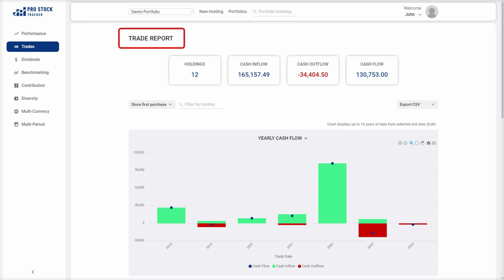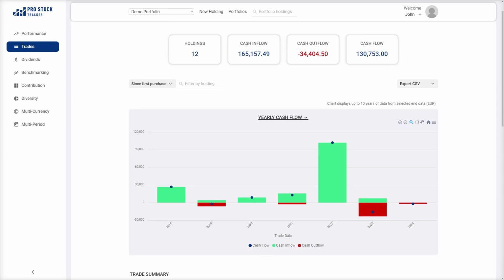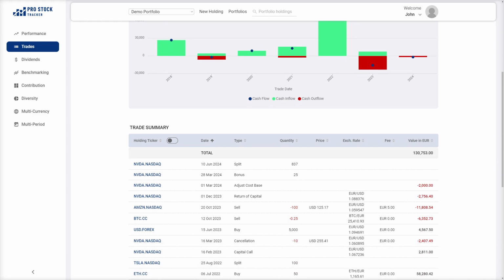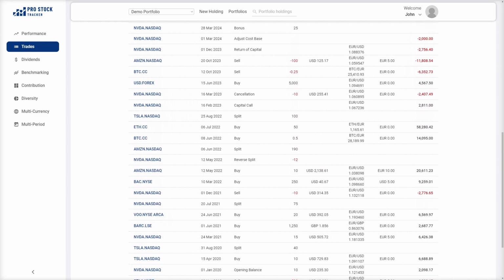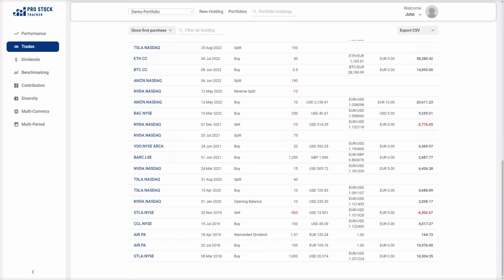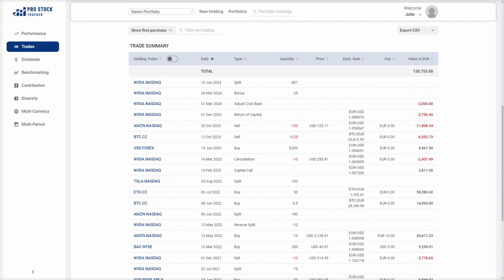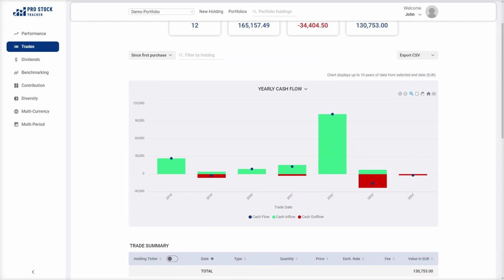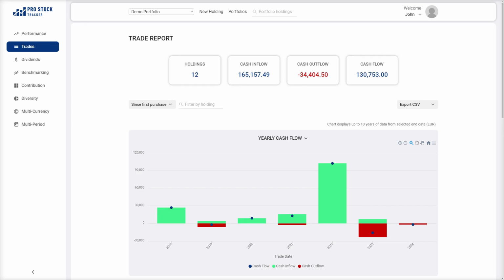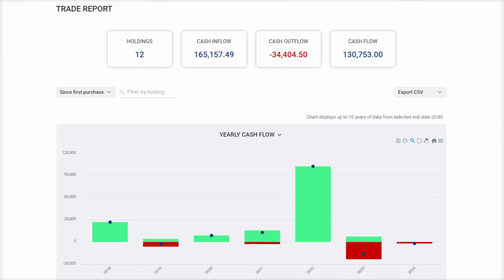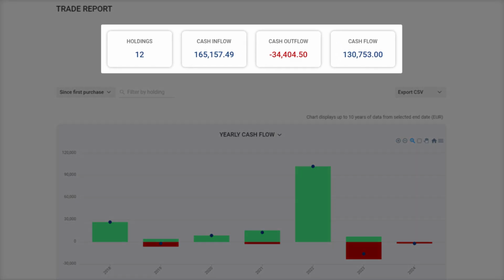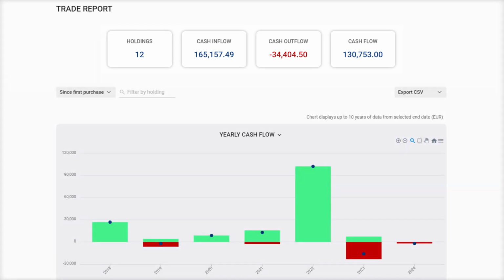Today, we'll be exploring the Trade Report, your comprehensive tool for understanding your investment transactions. In this video, we'll dive into this report, designed to give you an in-depth analysis of your portfolio's trading history over any time frame. We'll start by exploring the 4 tabs at the top of the report, which summarize key aspects of your trading activities.